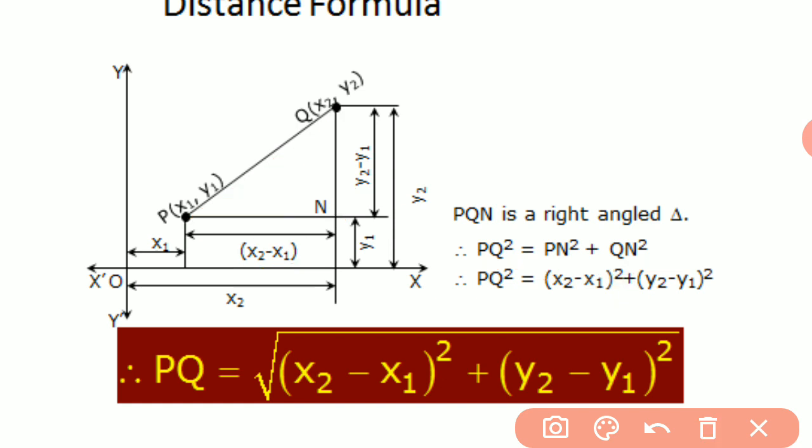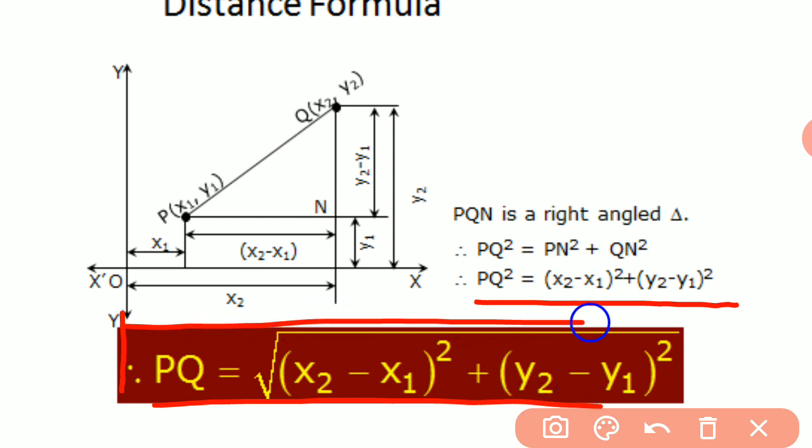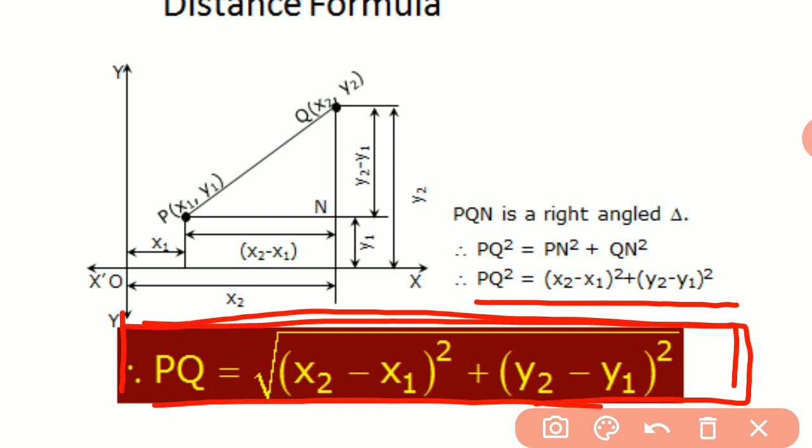So in this way we can write PQ square equals x2 minus x1 whole square plus y2 minus y1 whole square. It means this side whole square plus this side whole square. So we can write PQ equals under root of x2 minus x1 whole square plus y2 minus y1 whole square. This is the distance formula. Using this formula we will solve the questions of the exercises.